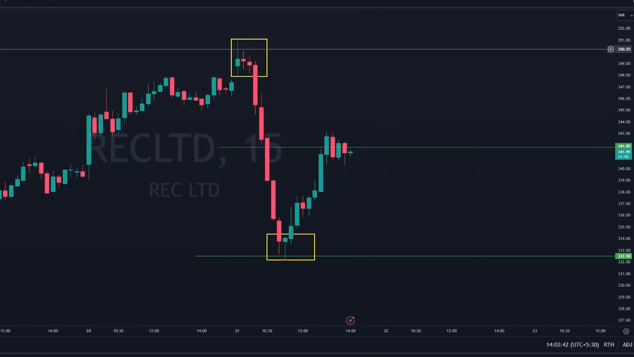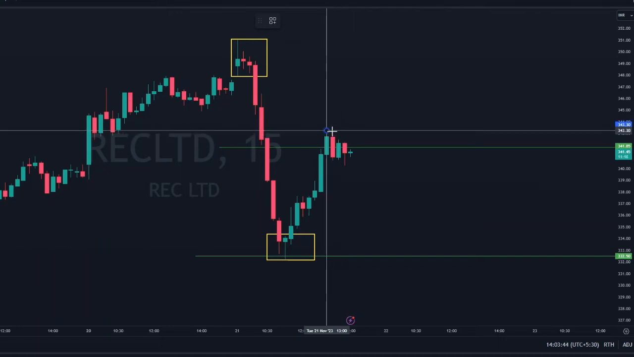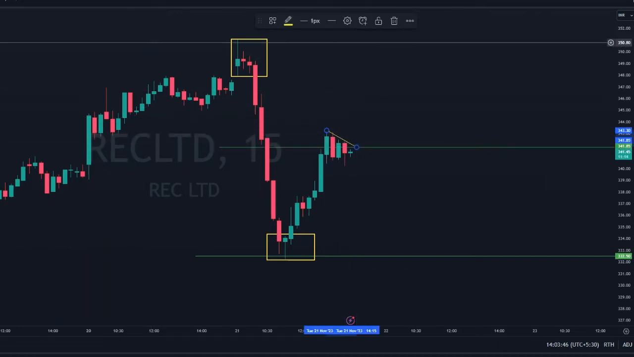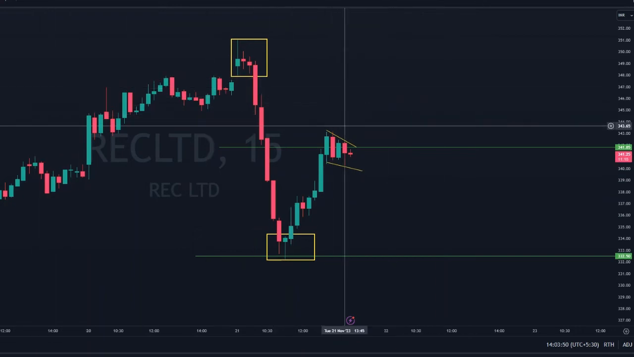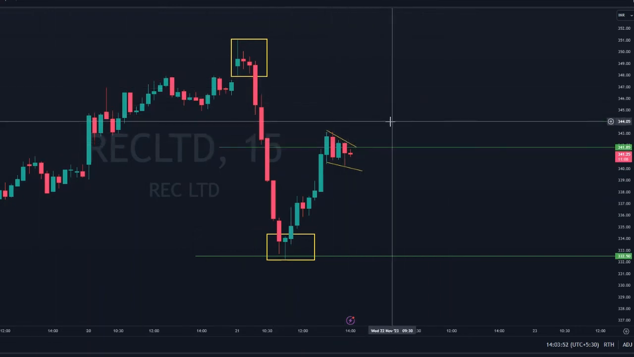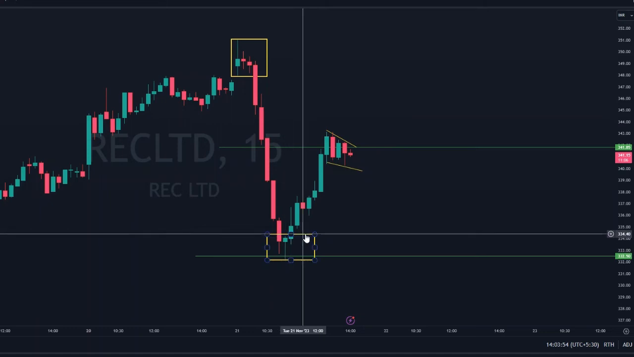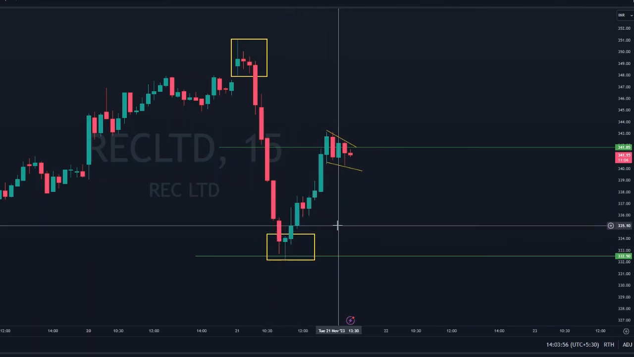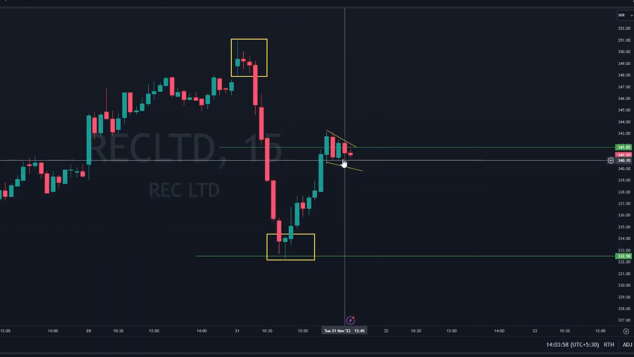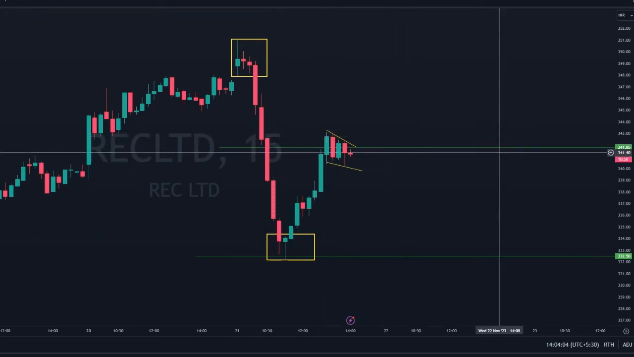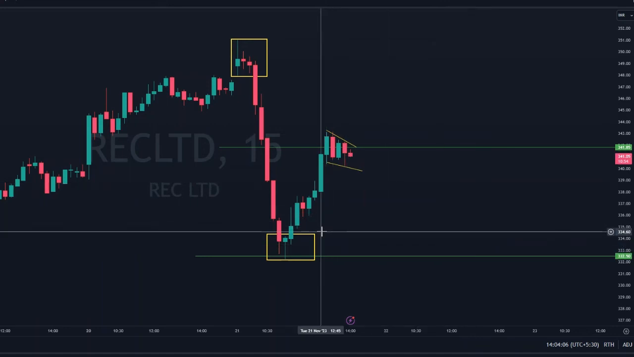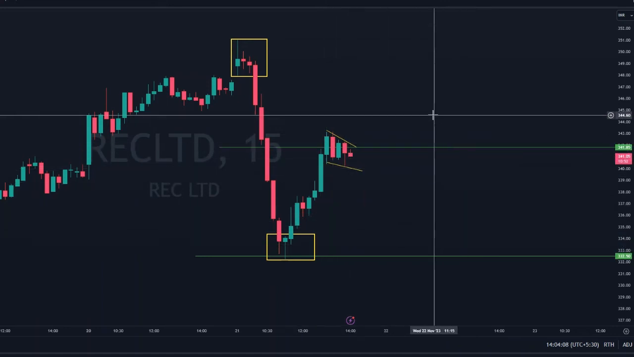And now I'm waiting. If it is making a kind of flat pattern here, if it breaks out of this flag, then I'll go long again. Otherwise, no. So this is an update on how to use candlesticks. This hammer is the reason why I entered the trade, and I exited the trade because of this resistance here, 340. So that is a great 1:5 risk reward ratio.